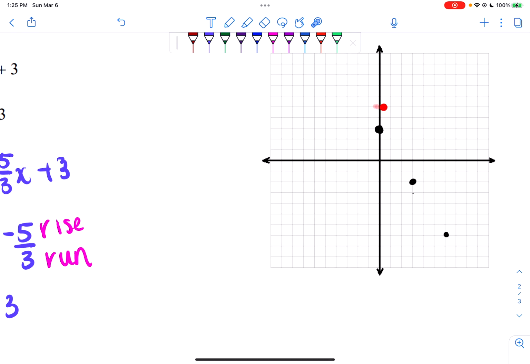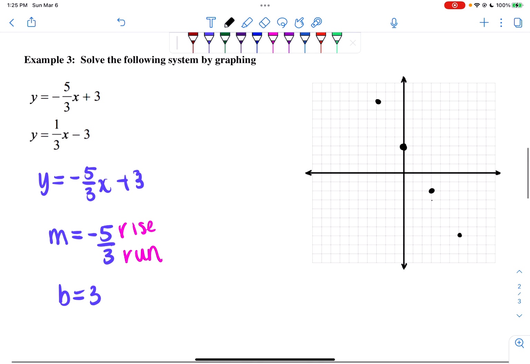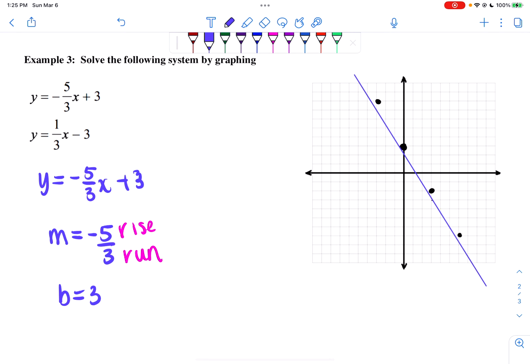So I go back to my y-intercept, and now I go up 5, left 3. 1, 2, 3, 4, 5. 1, 2, 3. And I run out of room. So now I draw a line going through those points. Doesn't go through this one, but I know it does.